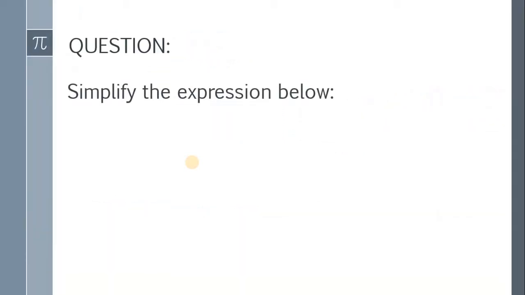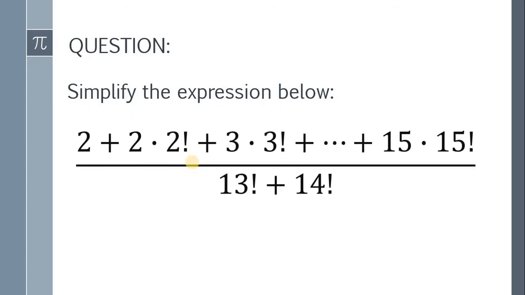Here's the question. Simplify the expression below. So we have 2 plus 2 times 2 factorial plus 3 times 3 factorial plus all the way up to 15 times 15 factorial all over 13 factorial plus 14 factorial. Now, if you want to try this problem, just pause this video. And if you're ready, here's the solution.